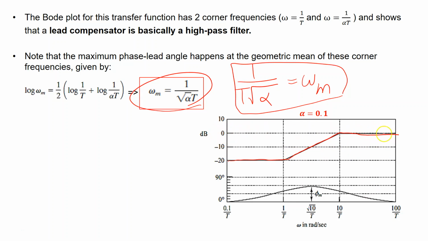0 means the magnitude of G(jω) is what? 1, right? Because this is 20 log of magnitude. So whenever I have 0 decibel, what is the magnitude of G(jω), or G of c, let's call it G of c because that's a compensator? This is equal to 1. In other words, it does not attenuate the input when you want to convert it to output.